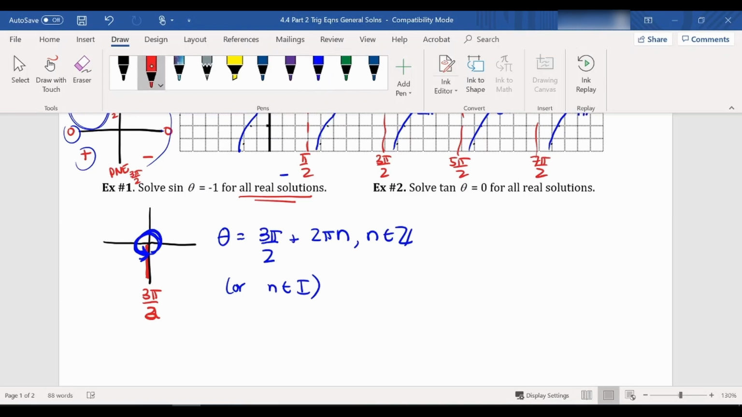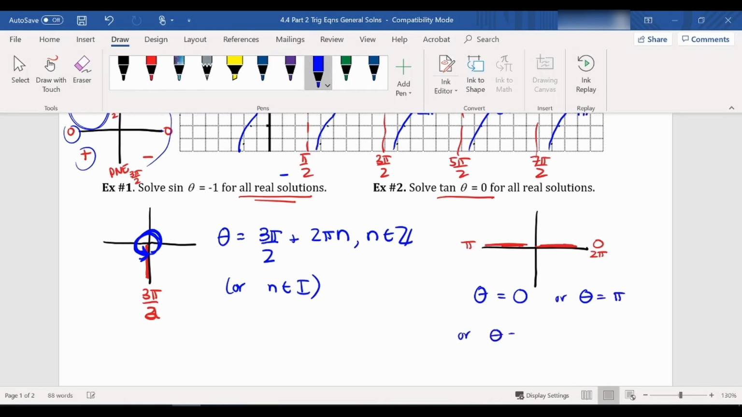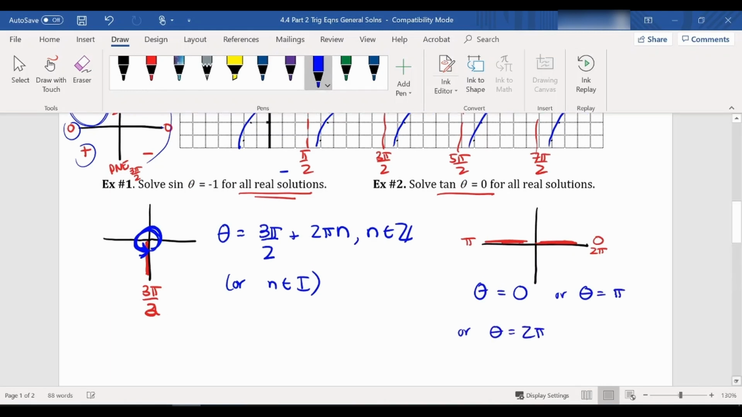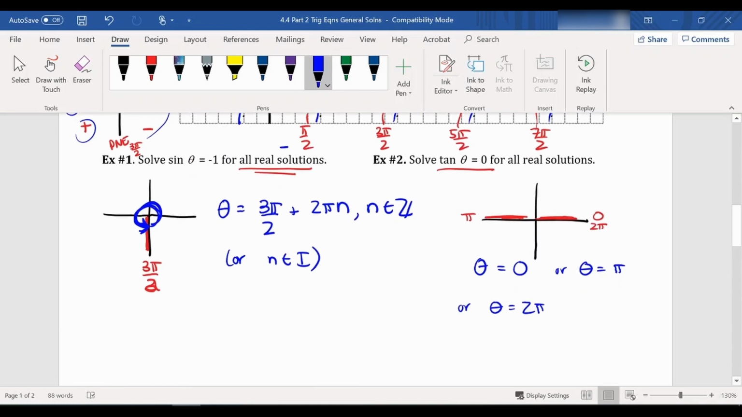So let's try one more. So if tan theta equals 0 for all real solutions, I know that tan theta is 0 here, okay? And this is either 0 or 2 pi. It's also here at pi. Now tan theta, that means that theta would equal, we could say theta equals 0, or we could say theta equals pi, or we can say theta equals 2 pi. Keep going. But to get an equivalent angle for tangent, we don't have to add a whole circle.